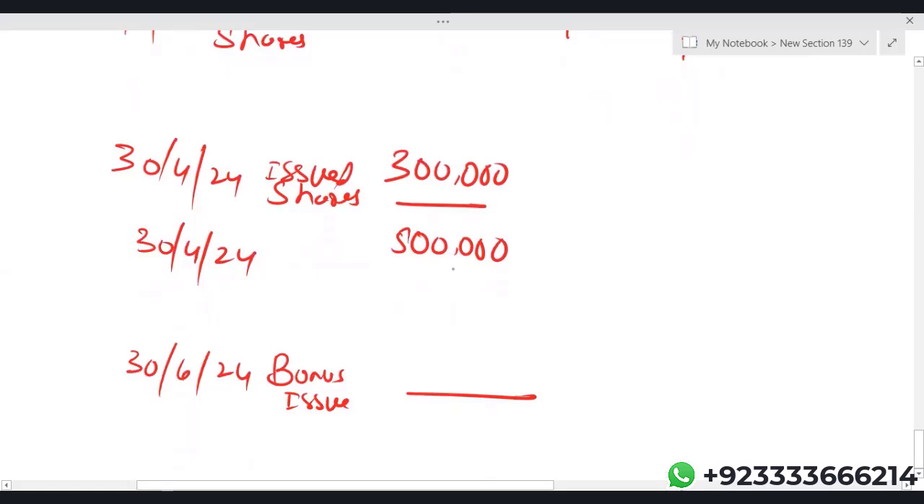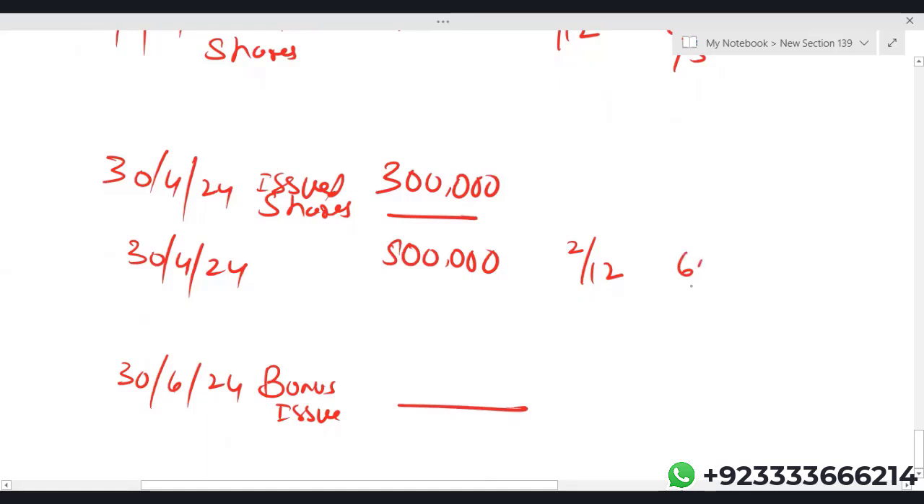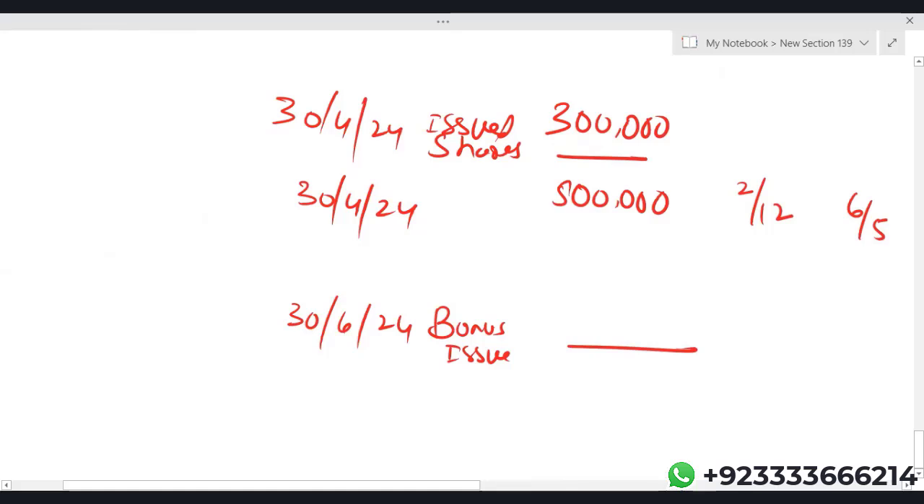Obviously, these 500,000 shares are also before the bonus. From 30th April till 30th June, there's a time period of 2 months. So the time factor is 2. And 500,000 shares are before the bonus, so the adjustment factor applies. Now listen. Before the bonus, total number of shares we have is 500,000 and the company is issuing 1 bonus against 5 shares. 1 upon 5 will give me the bonus shares.